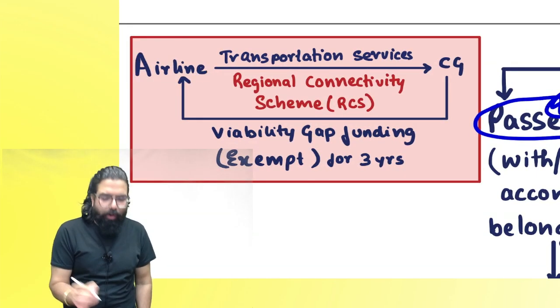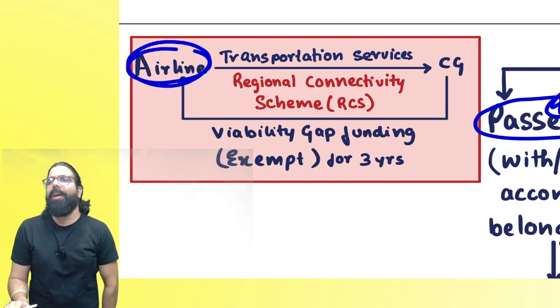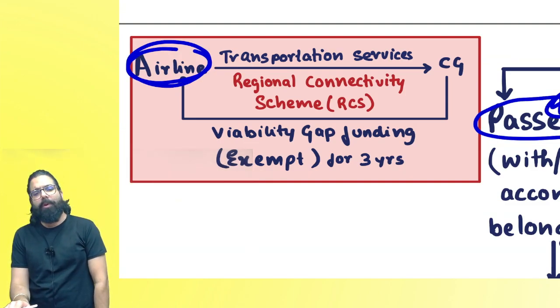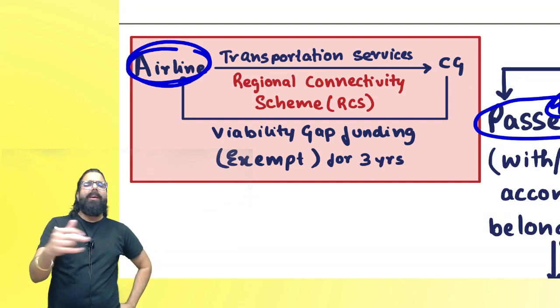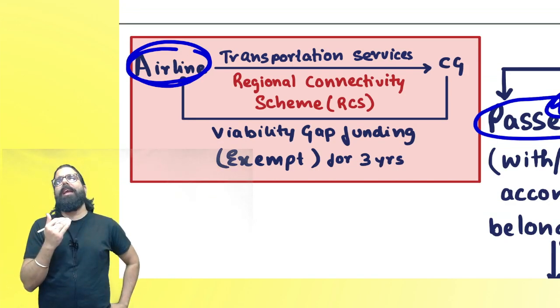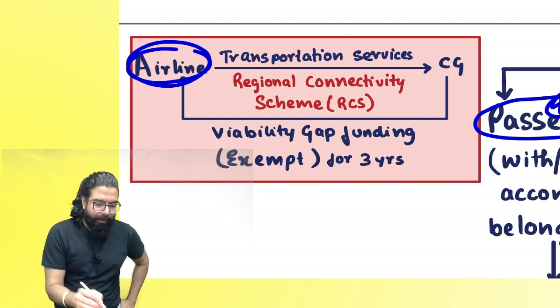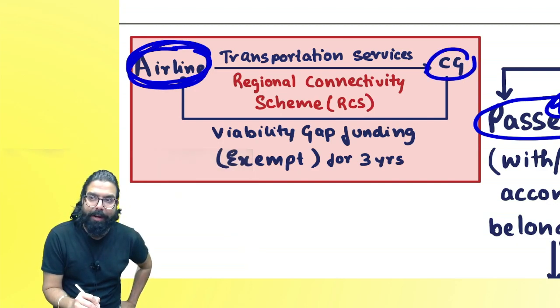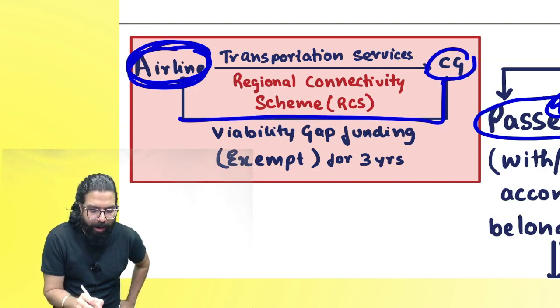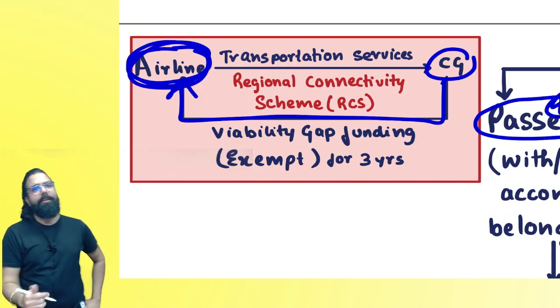Now, everyone over here, listen. The government told airlines, you go to the northeastern region, promote connectivity. Airlines told, sir, going over there is not viable for us, we are making losses. Government told, you transport passengers over there, I will give you viability gap funding. That viability gap funding for a period of the first 3 years will be exempted. Are we clear, everyone? Airline is giving services by transporting passengers, and government is giving viability gap funding. That viability gap funding shall be exempted for the first 3 years.